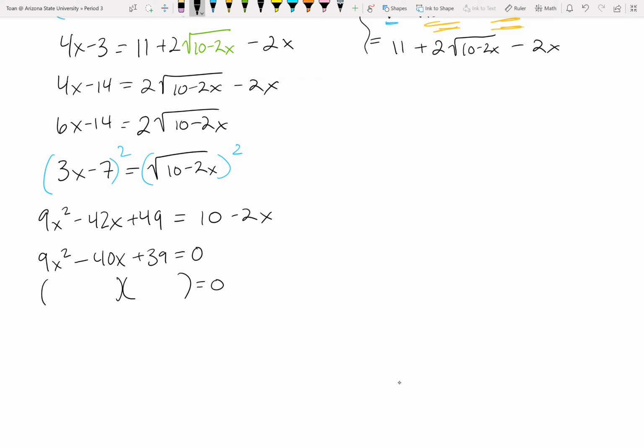Since the first number is a 9, it could be 1x and 9x, or it could be a 3x and a 3x. I don't know. You're going to try both ways. Let's break down 39: 1 and 39, and 3 and 13. The last symbol is a plus, so I'm going to think add. Which pair, when you multiply and add them together, gives you a 40?